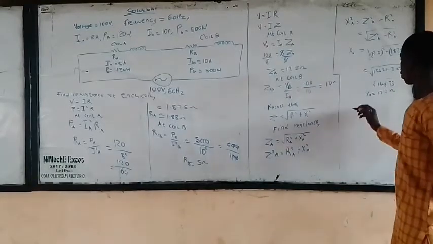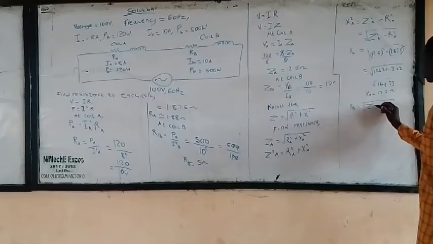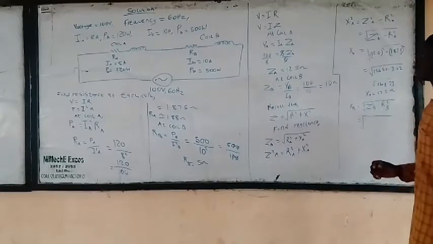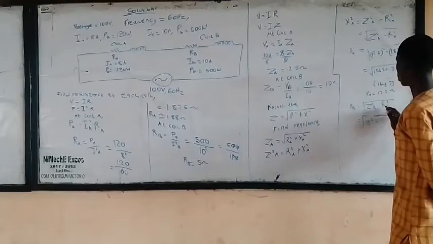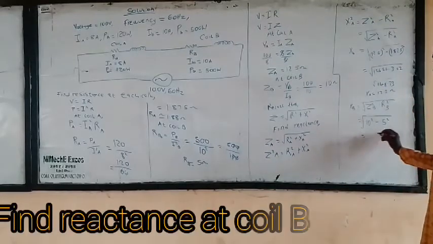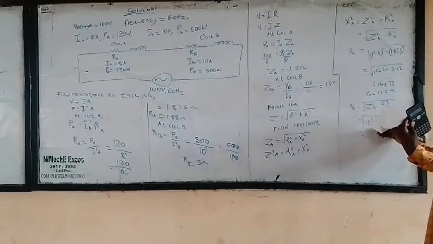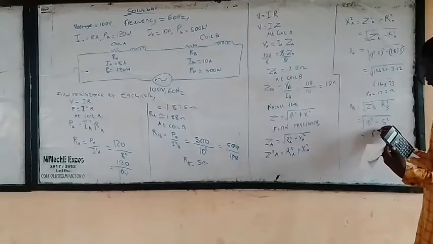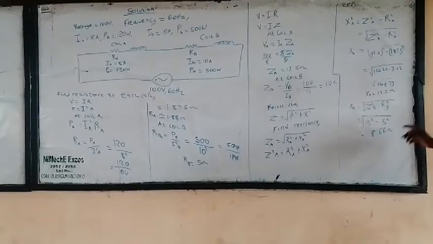Okay. For reactance B, it's going to be the root of Z square B minus R square B. So Z square B is 10 square. R square B is 5 square. Okay. So the final answer here you should have for that should be 8.66 ohm. Okay. So if you're not having that as the final answer or close to that range, so now there's a problem. Okay.